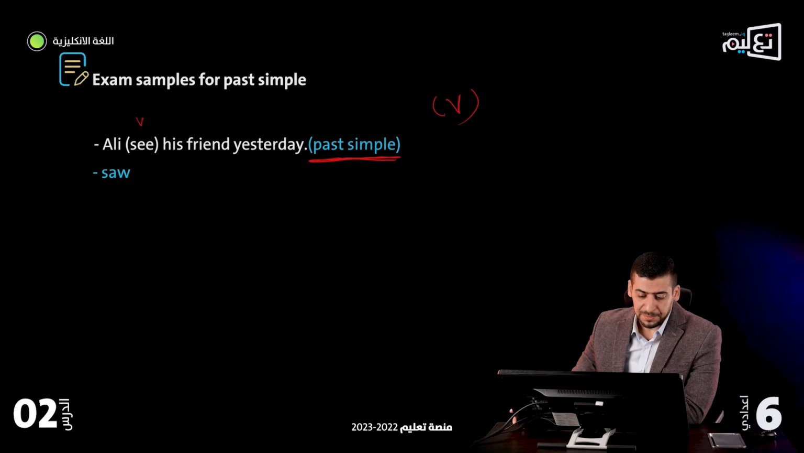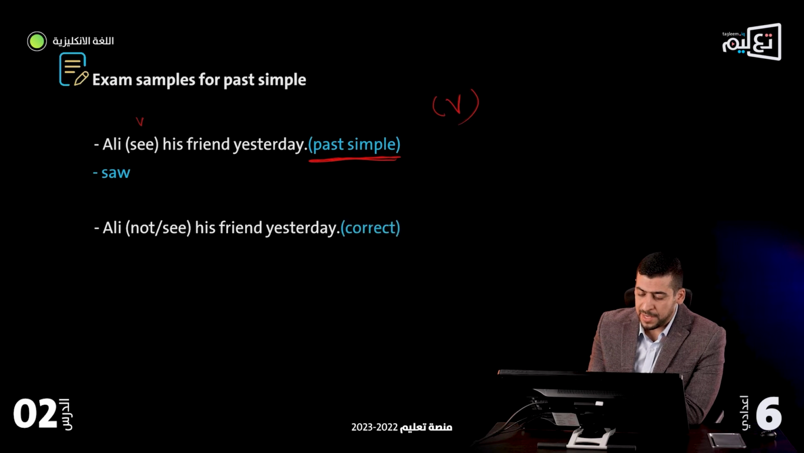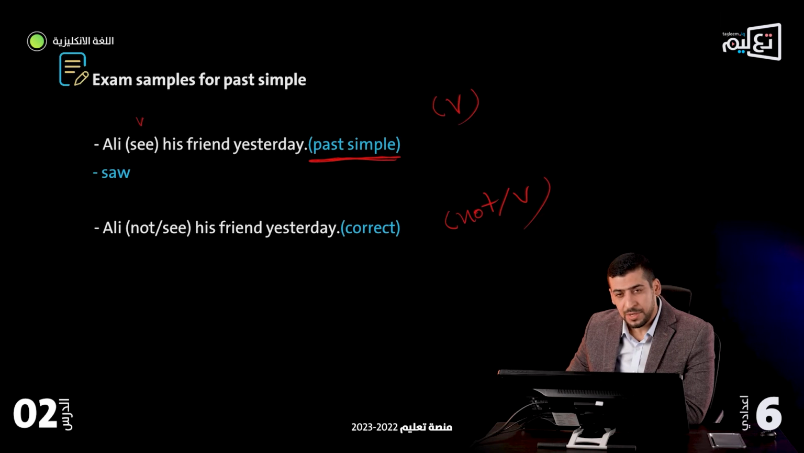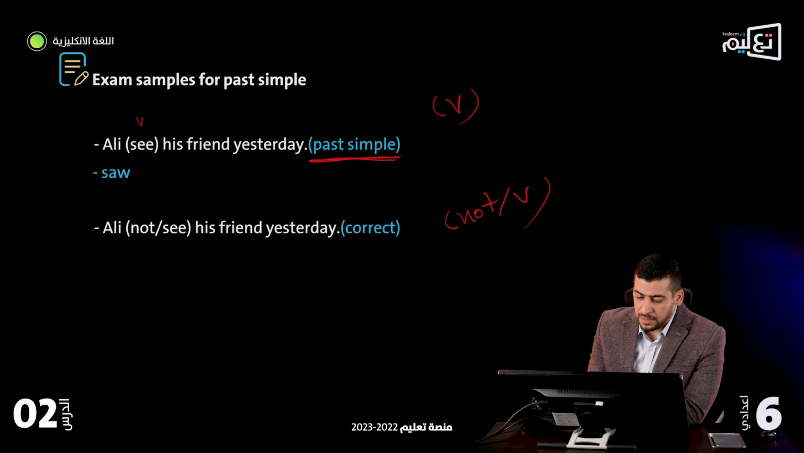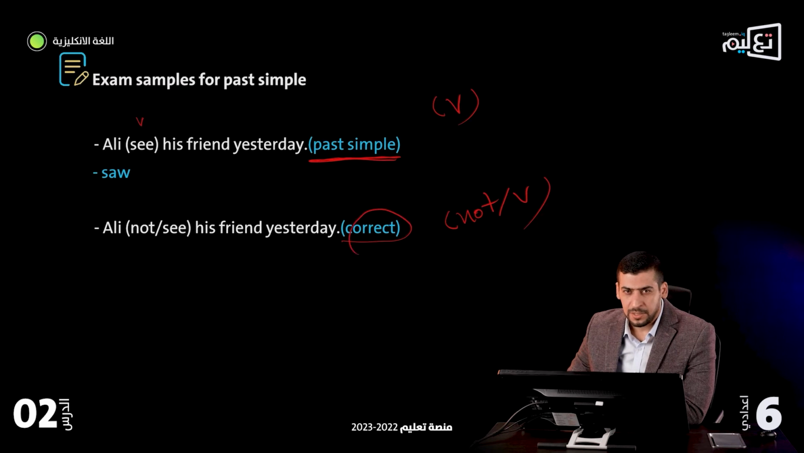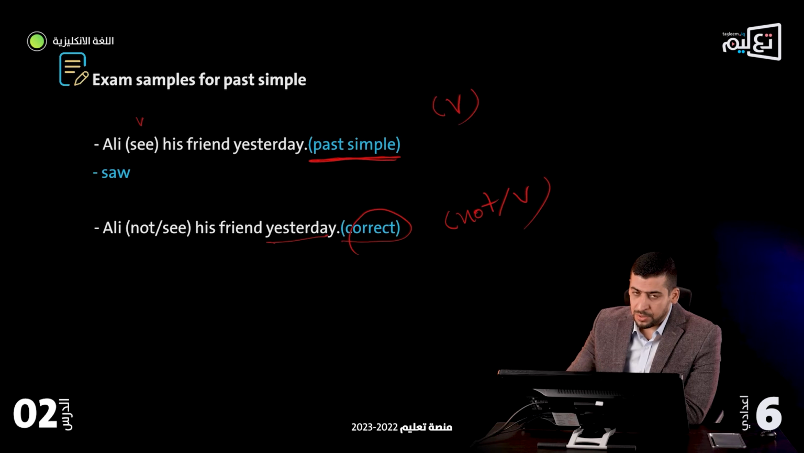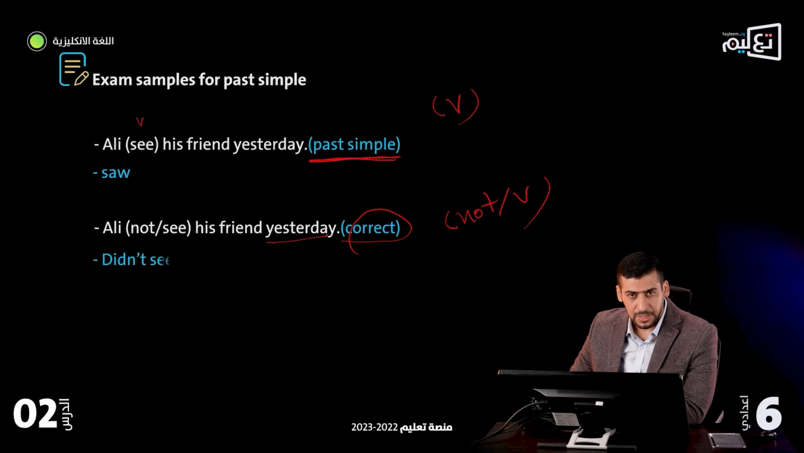Let's take another example. This time, as you can see in the brackets, it's not and V. That means you are going to use the negative situation. But here you have correct. It doesn't tell you what kind of tense you are going to use. In this situation, you have to look for a timeline in the sentence. A timeline like yesterday always refers to the past simple. So you made your decision to use past simple, and your decision is also going to be negative because you have not and V. So the solution will be didn't see. As you can see, we use the didn't, and we use the same verb without any changes.